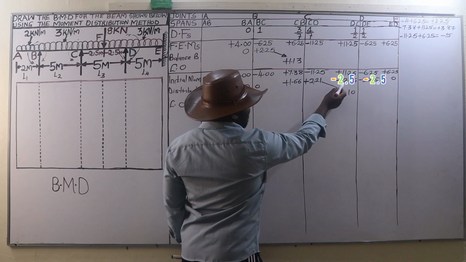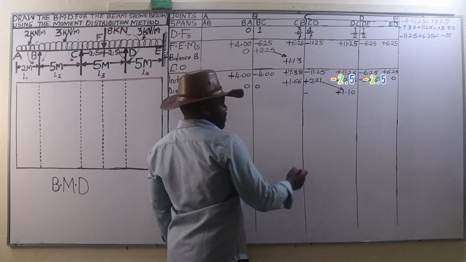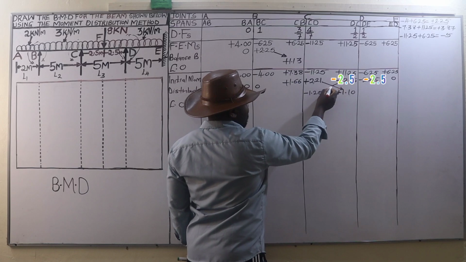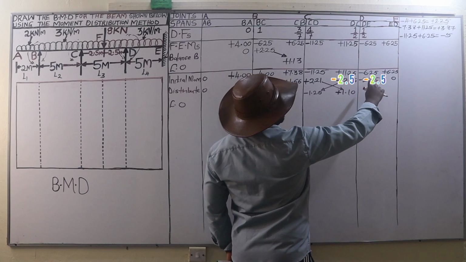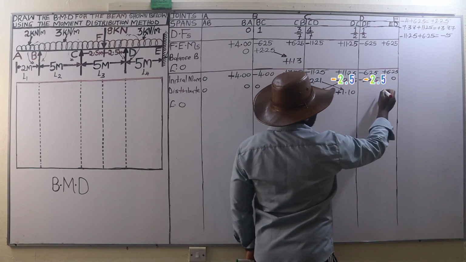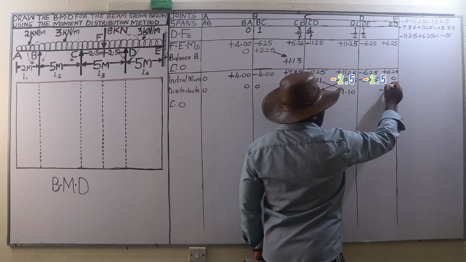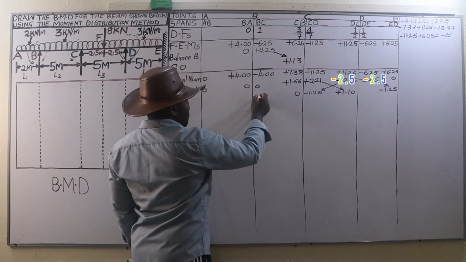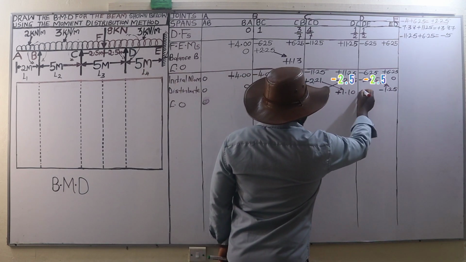In the same way, we carry half of 2.5 on the joint C, which will be negative 1.25. So we got that. Then in the same way, we carry half of negative 2.5 from joint D to joint E, and definitely that is negative 1.25. So we are done with carrying over. Let's write a 0 there, and the other parts we also write zeros.